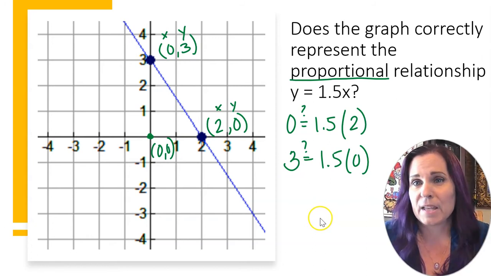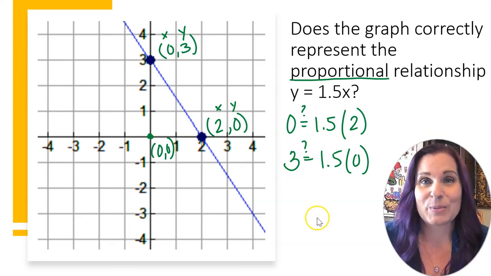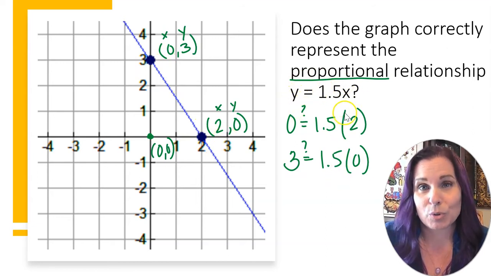So this graph does not correctly represent the proportional relationship y equals 1.5x. First of all, because it doesn't go through 0, 0. Secondly, because the points that are on this line don't make this equation true when I plug them in.